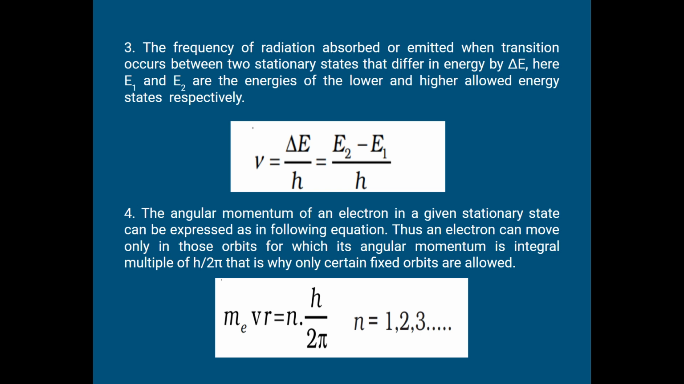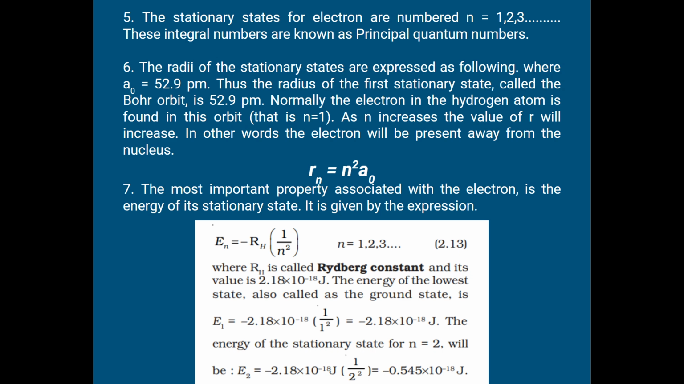Now we will be calculating the formula for radius also, so that's in the next slide. Let's move there. Now, a very important point: the stationary states for the electron are numbered 1, 2, 3. Let us imagine one thing. For example, the sun is there; take it as your nucleus. The first orbit is of Mercury. That orbit is n equals 1, the first stationary orbit, your ground state.